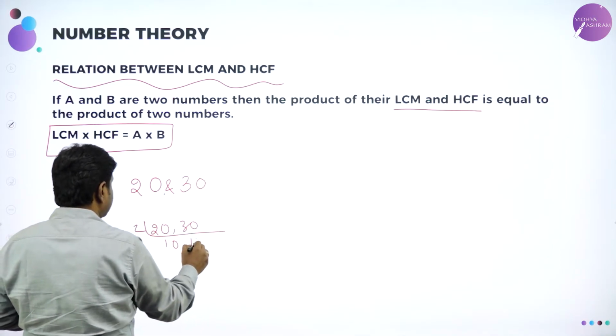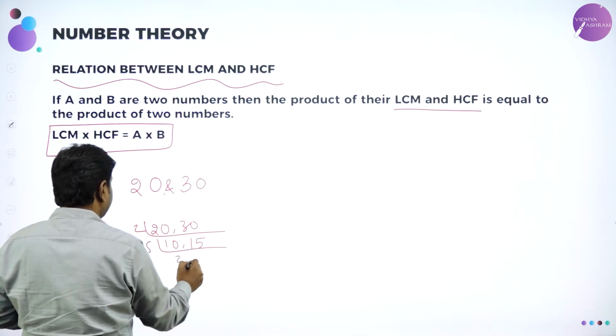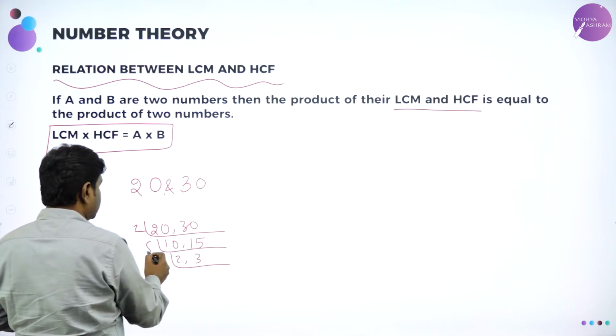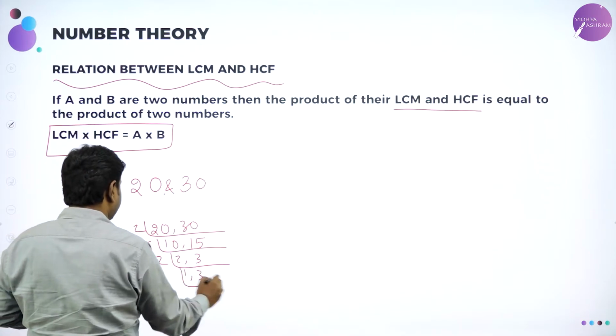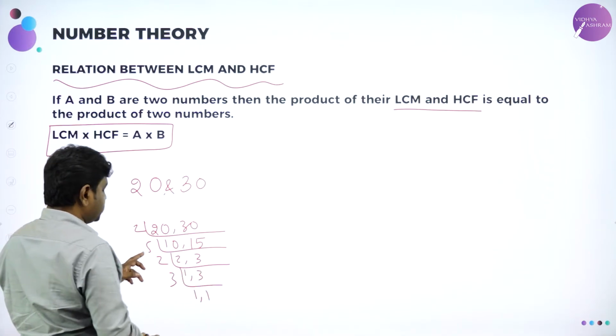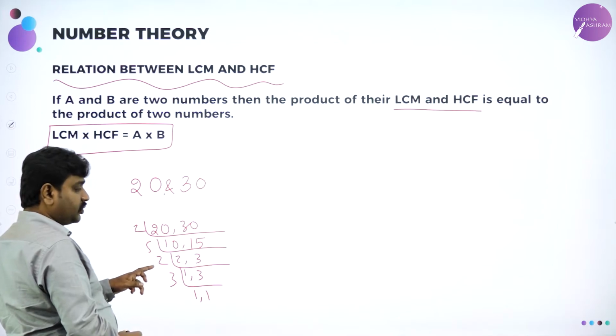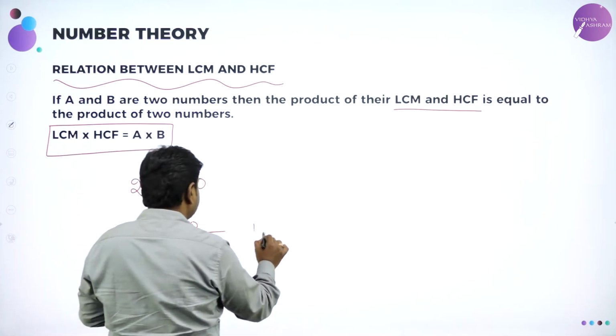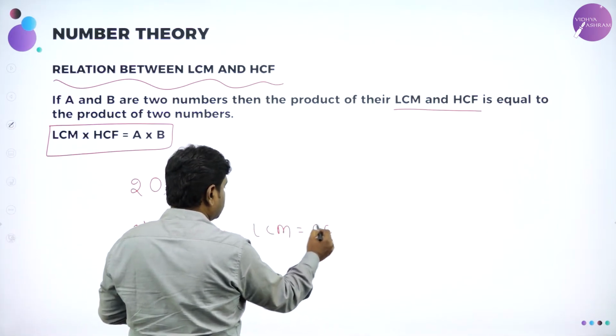2 10s are 20, 2 15s are 30, then 5 2s are 10, 5 3s are 15. That's it. 2 5s are 10, 2 2s are 4 and 3 1s are 3. 2 5s are 10, 10 2s are 20, 20 3s are 60. So I got LCM. LCM is 60.